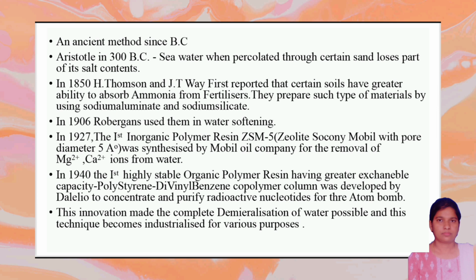In 1927, the first inorganic polymer resin, ZSM5, Zeolite Saponi Mobile, having pore diameter of 5 angstrom, was synthesized by Mobile Oil Company for the removal of magnesium and calcium ions from water. In 1940, the first highly stable organic polymer resin, having greater exchangeable capacity, that is polystyrene divinyl benzene copolymer column, was developed by Galileo to purify radioactive nucleotides required for the atom bomb.